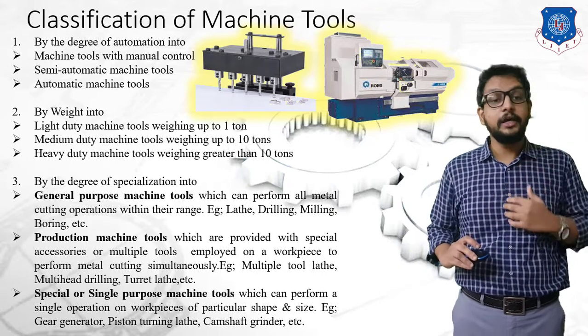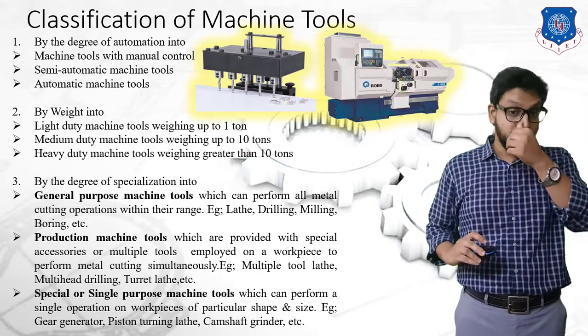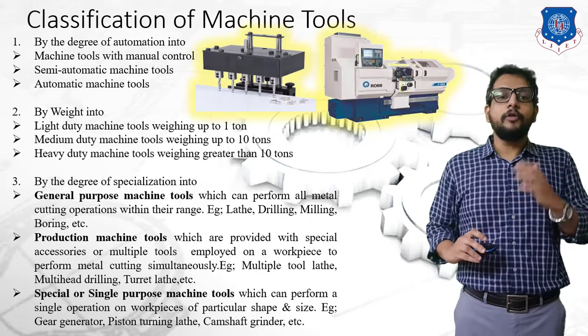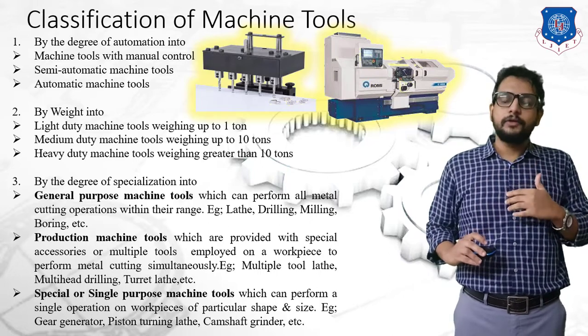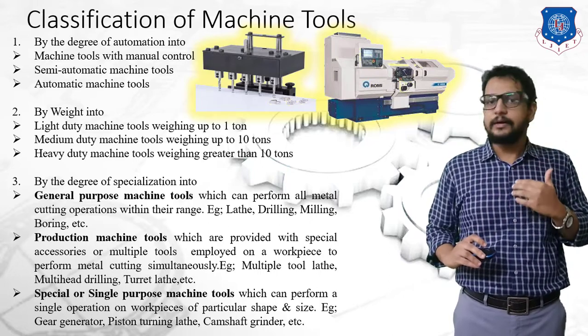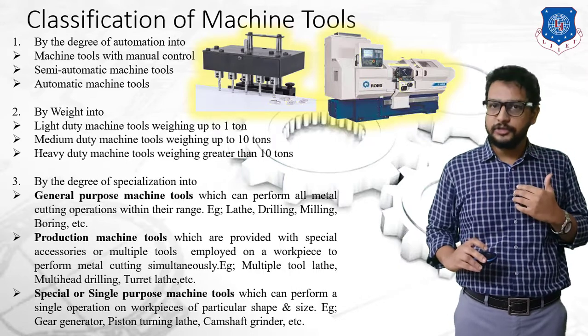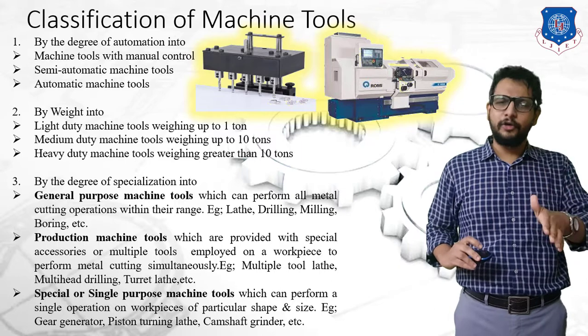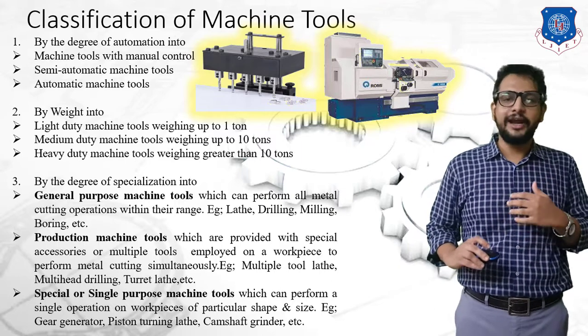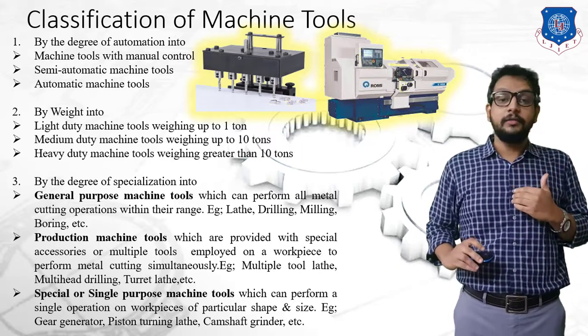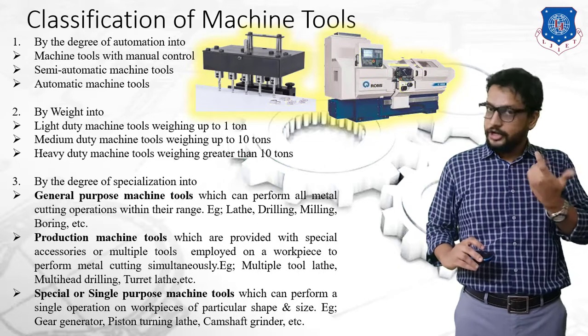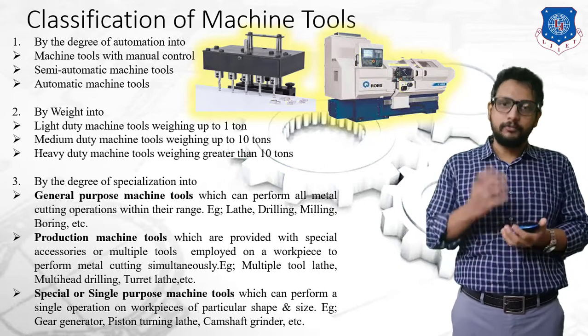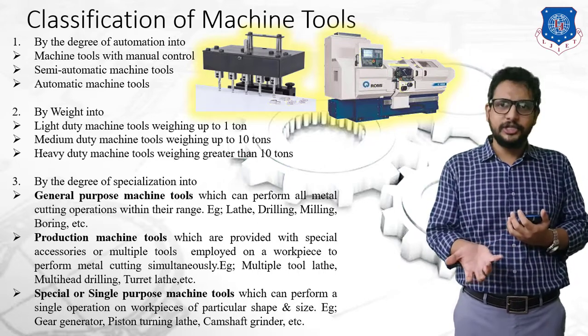Okay, so let us see that. In the case of general purpose machine tools, we can say they can perform all the metal cutting operations within their ranges. For example, a lathe machine is general purpose, all the operations can be performed, facing, threading, all the turning operations, step turning operations, right? Then a drilling machine, again in this we are going to provide a rotational motion to a drill bit, and a workpiece will be kept stationary, right?